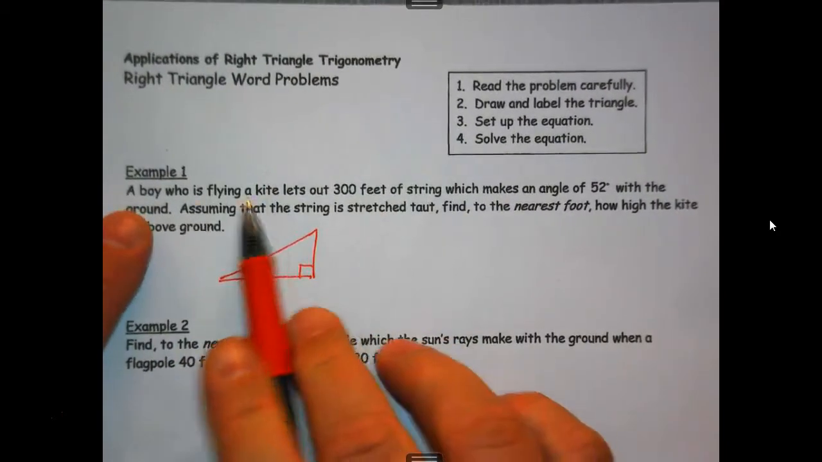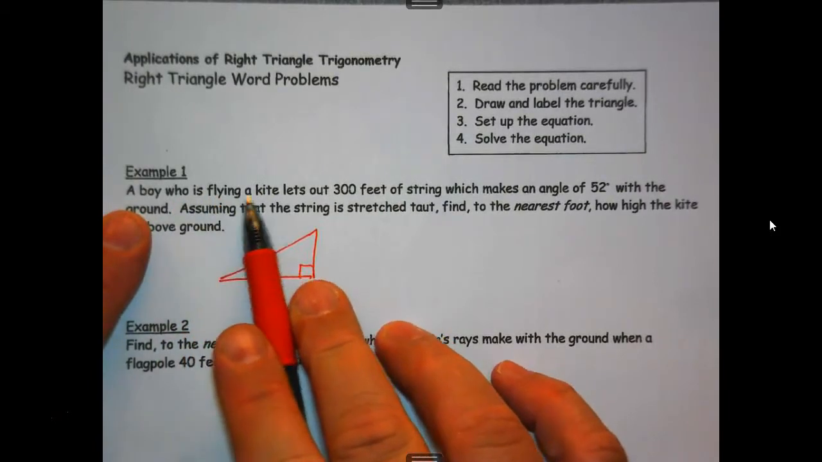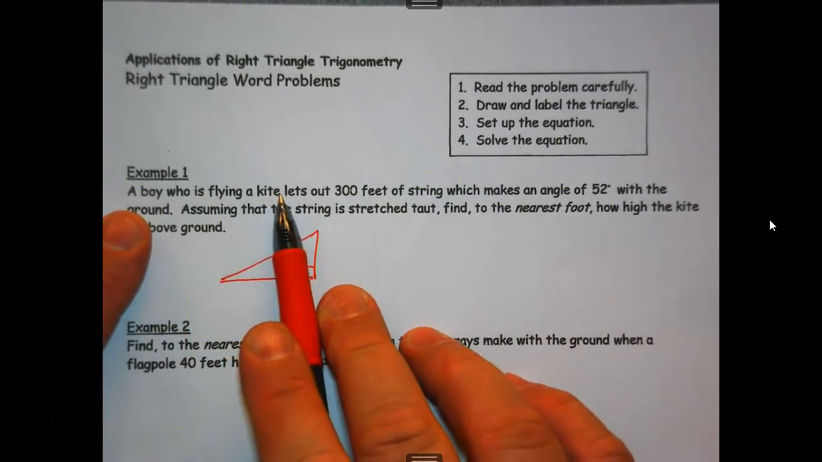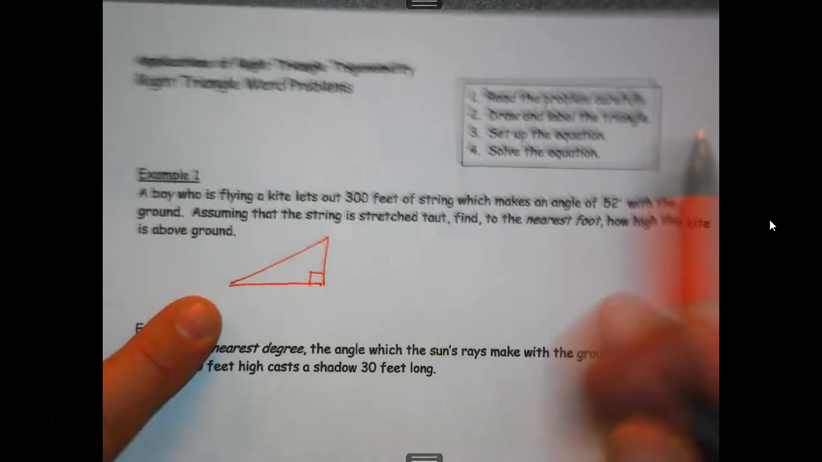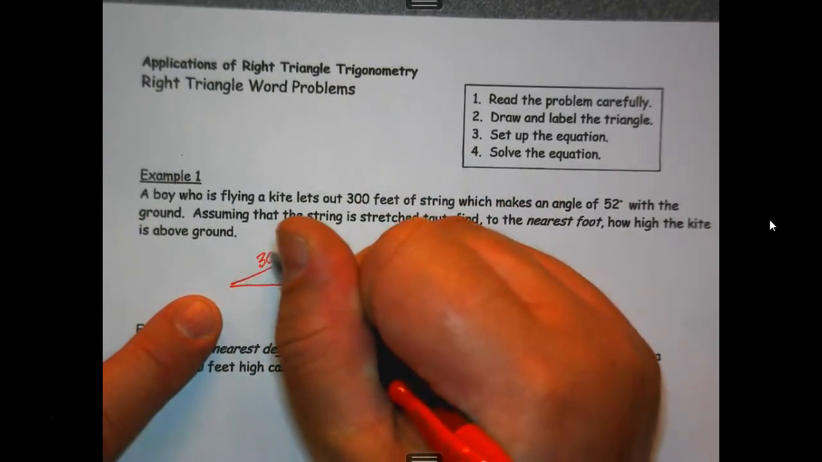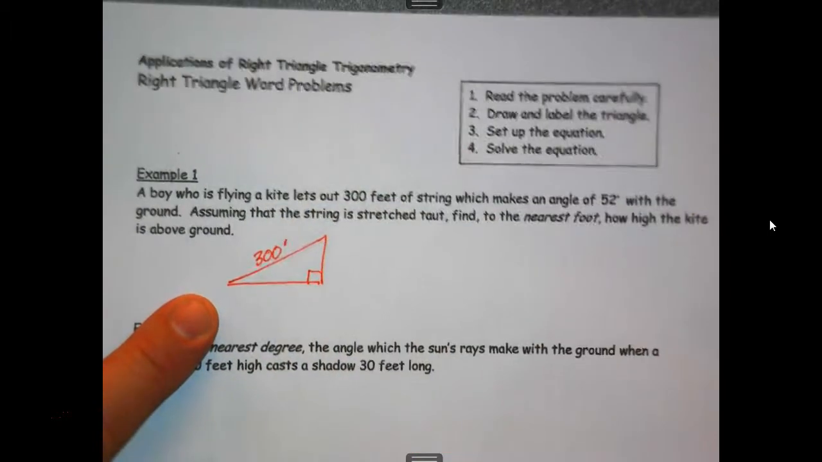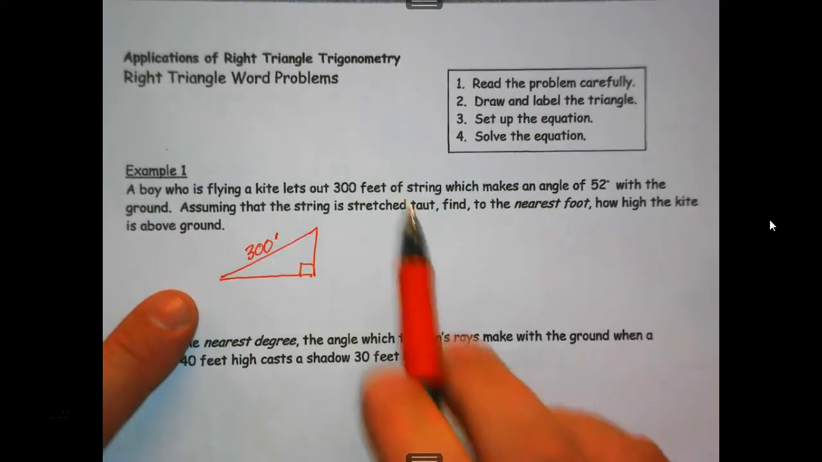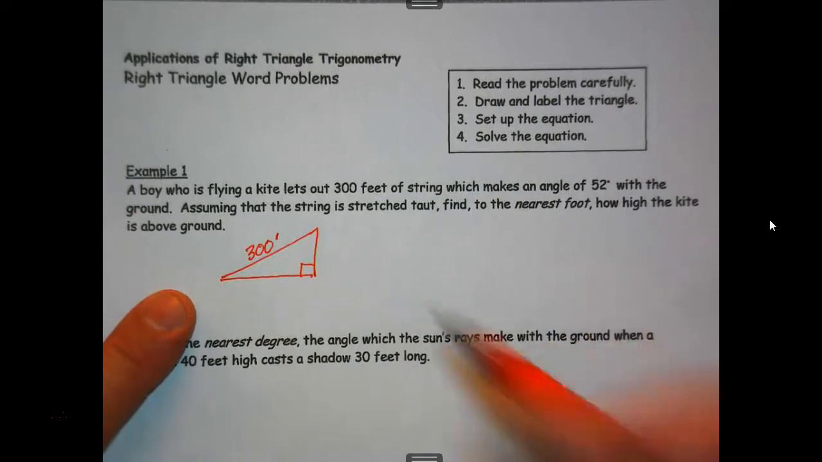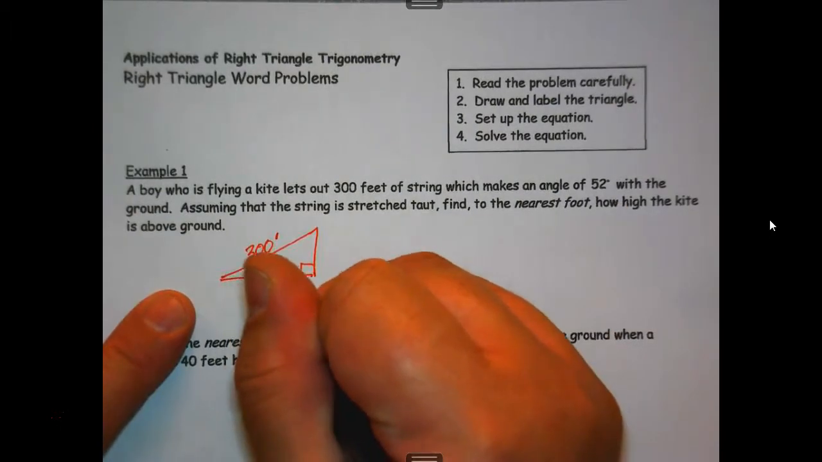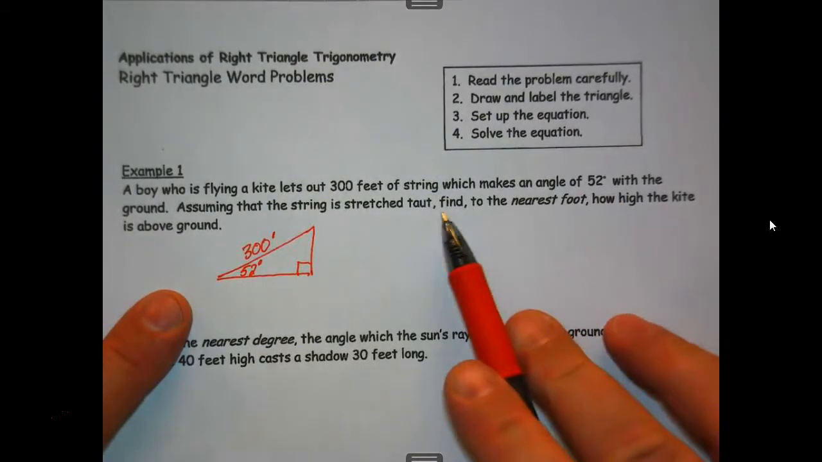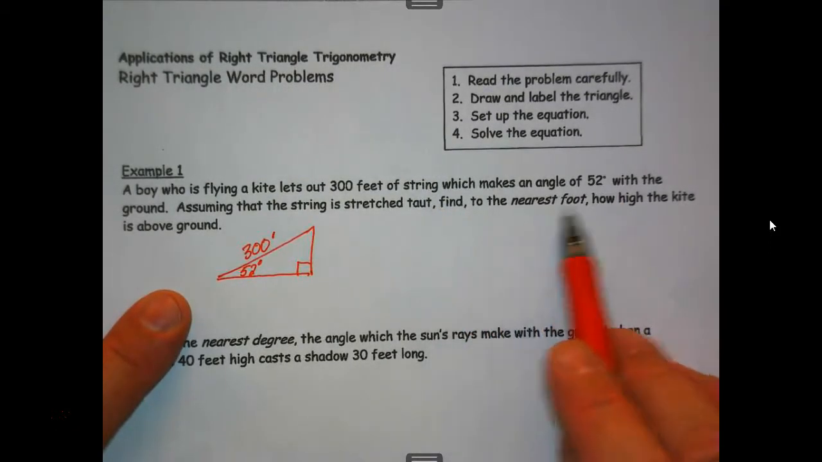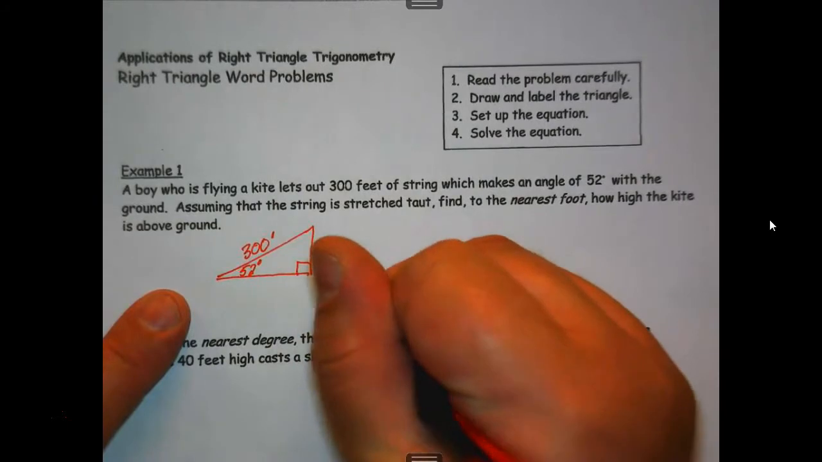Well, you draw yours different. A boy was flying a kite, lets out 300 feet. So that's my hypotenuse. Makes an angle of 52 degrees, so it's my 52 degrees to the ground. Assuming the string is taut, find to the nearest foot how high. So we're looking for the height.